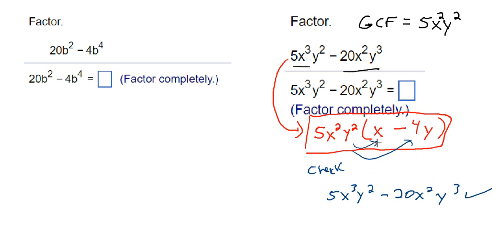And the other thing you want to double check to make sure you have the right answer is that there's no common factors left inside the parentheses. So if there's any more common factors here, for example, if I had a 2 in front of this x, well, now there's still a common factor of 2 that I could factor out.